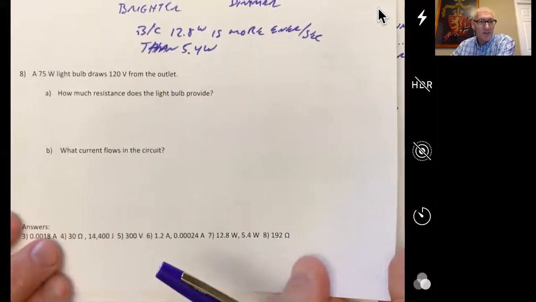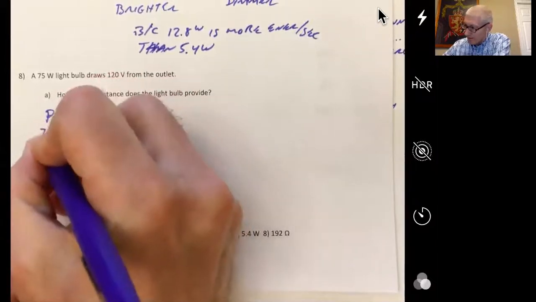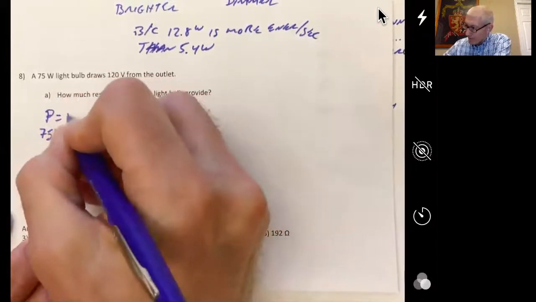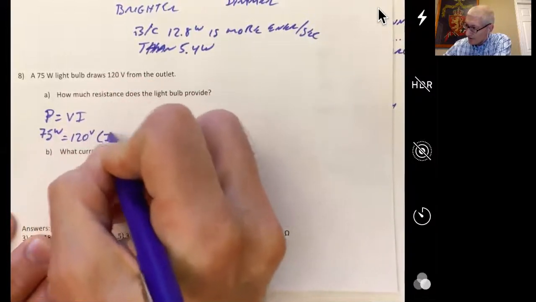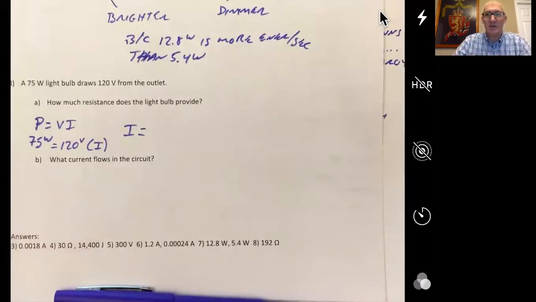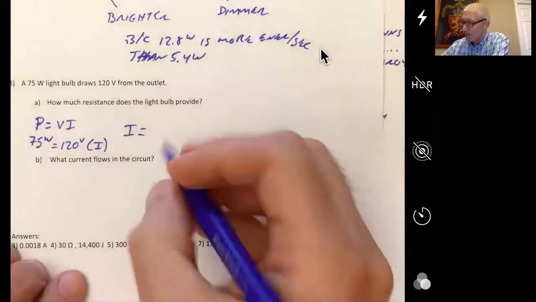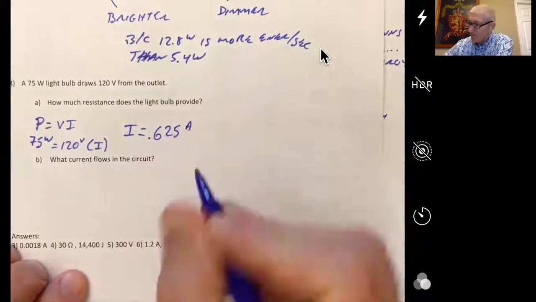All right, and we're going to the last problem here. So I've got a 75 watt light bulb, so I know the power is 75 watts. I know that power is voltage times current, so I've got 120 volts times current. So I can find the amount of current, but that's not quite what the problem's asking me for. But with these electrical problems, as I encounter information, I just like to figure stuff out so that I know it. So the current through this circuit is 0.625 amps.